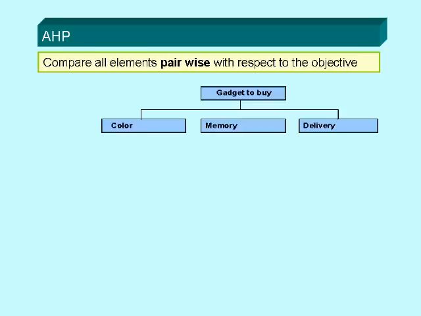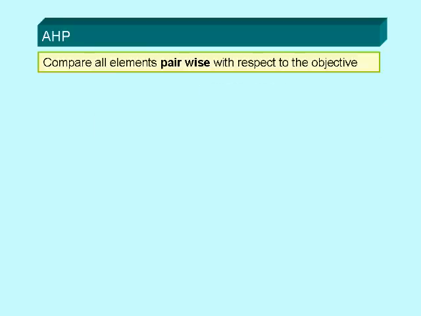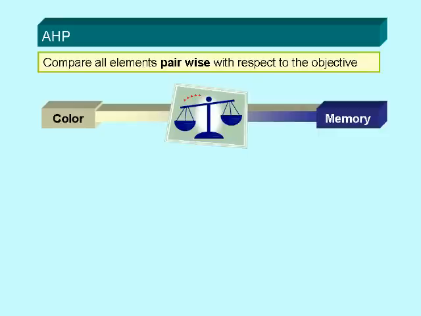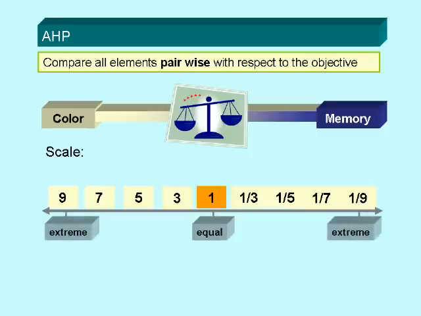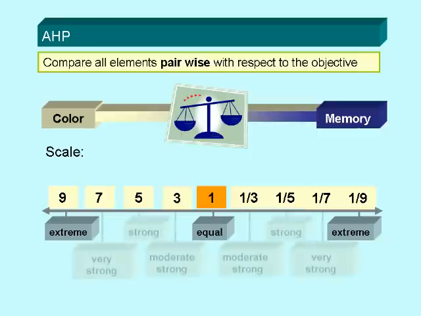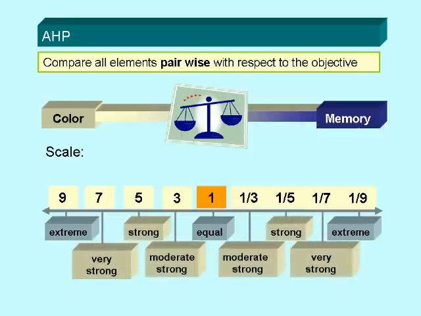So in the first step, you have to compare the criteria, color, memory, and delivery. You start to compare color with memory, and you are using a scale ranging from 9 to 1 over 9. 1 means both criteria have same importance, they are equal. 9 means criteria color is 9 times more important than memory. 1 over 9 means memory is 9 times more important than color.